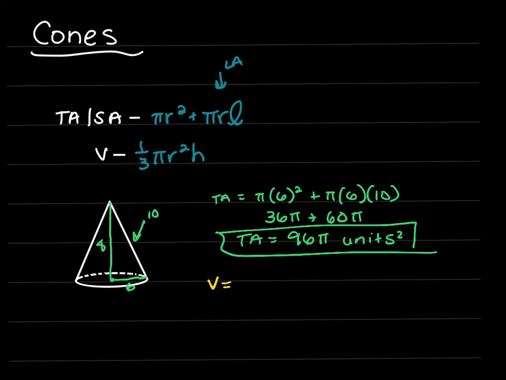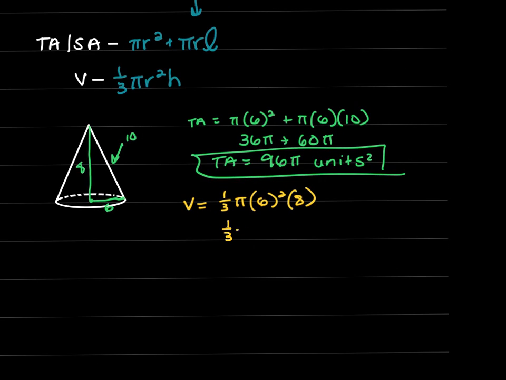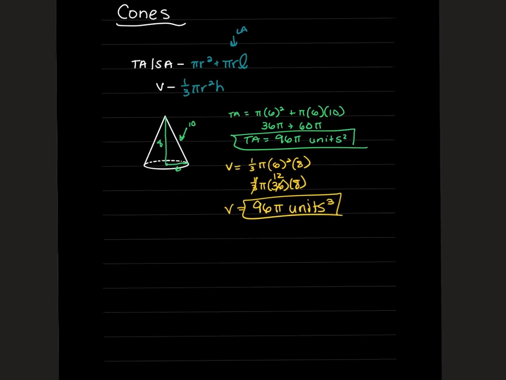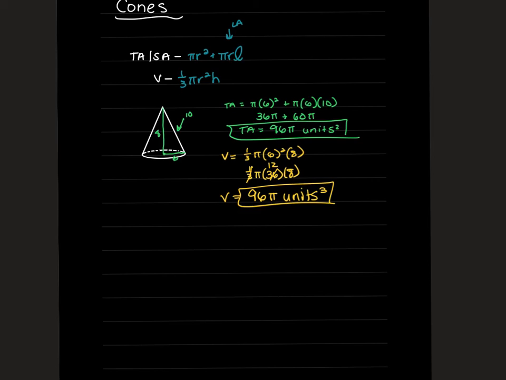And then volume, 1/3 pi 6 squared times the height, which is 8. 1/3 pi 36 times 8. So 1/3 of 36 is 12, and 12 times 8 is 96 pi units cubed. So it's totally a coincidence that these have the same answer. That's not usually how the case is, but it is possible. You could also have composite shapes, where they put two shapes together or take a part away, which was in both of the notes for the last section. Just keep that in mind.